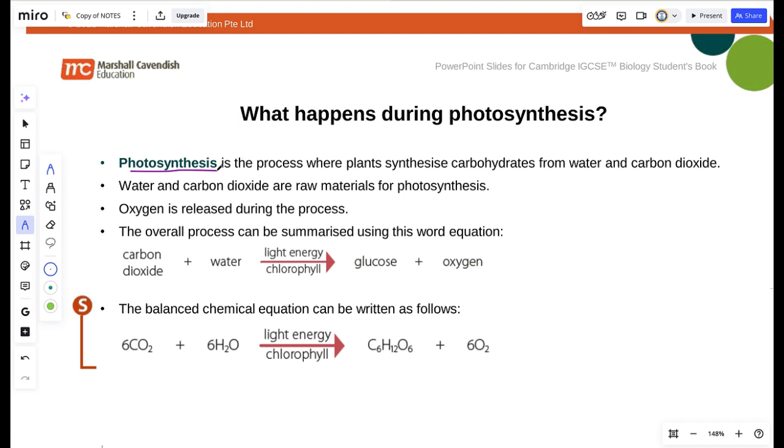Which is the simplest unit of carbohydrate. The glucose, which is the simplest unit of carbohydrate, is just like when you say protein, the simplest unit is amino acid. So photosynthesis is the process whereby the plant synthesizes or makes glucose, or carbohydrate, or starch, whatever name you want to use, from what? From water and carbon dioxide.